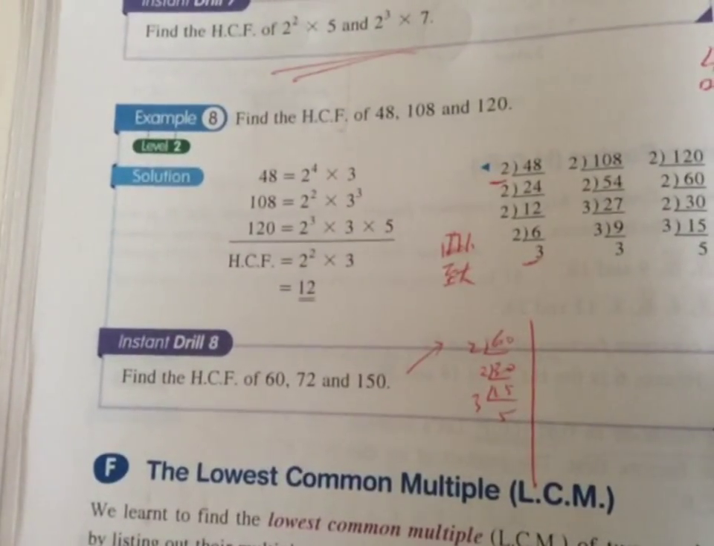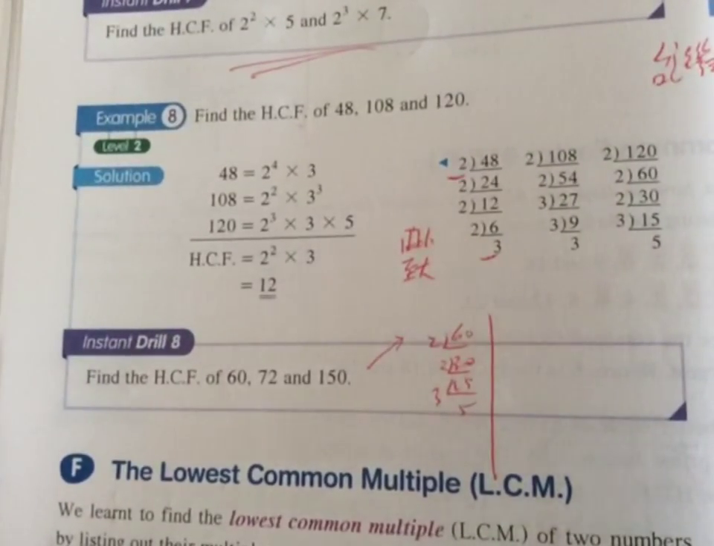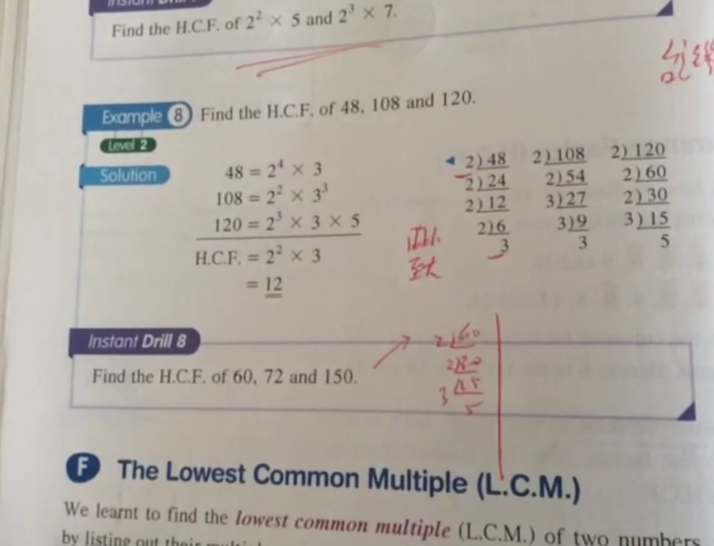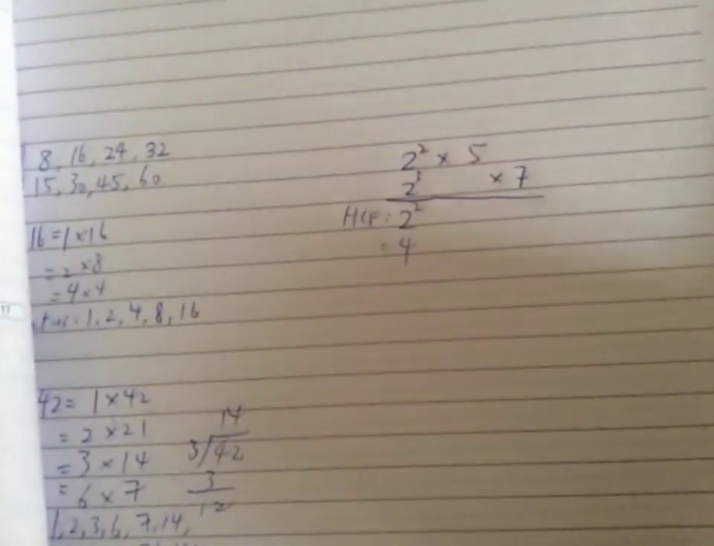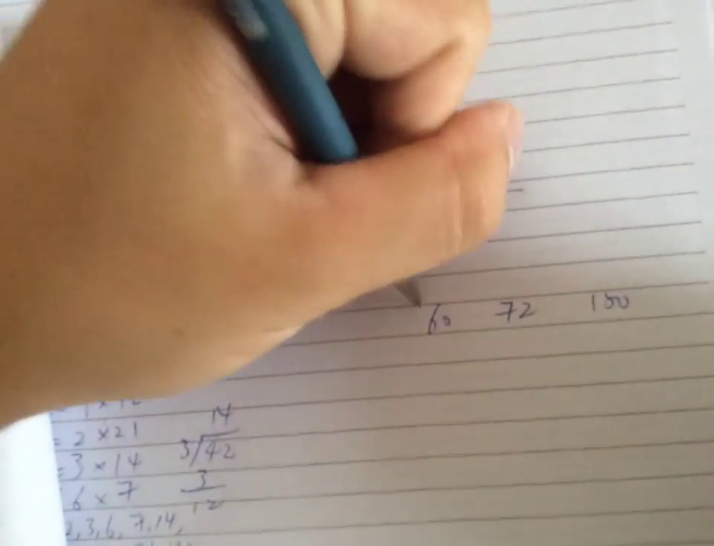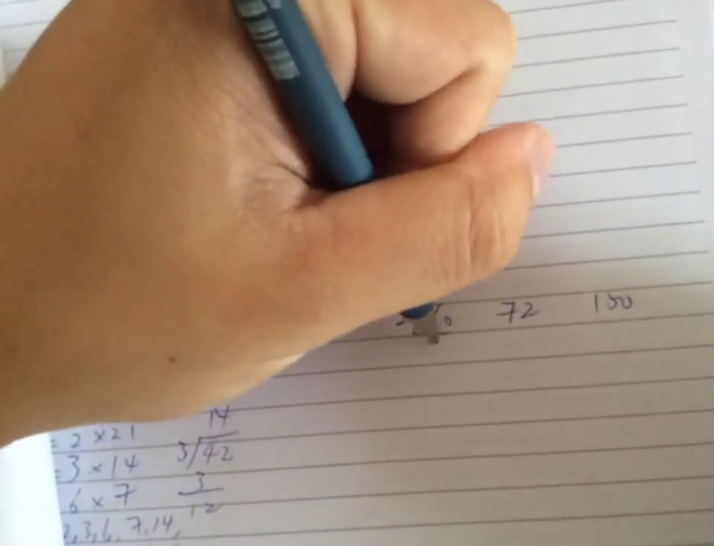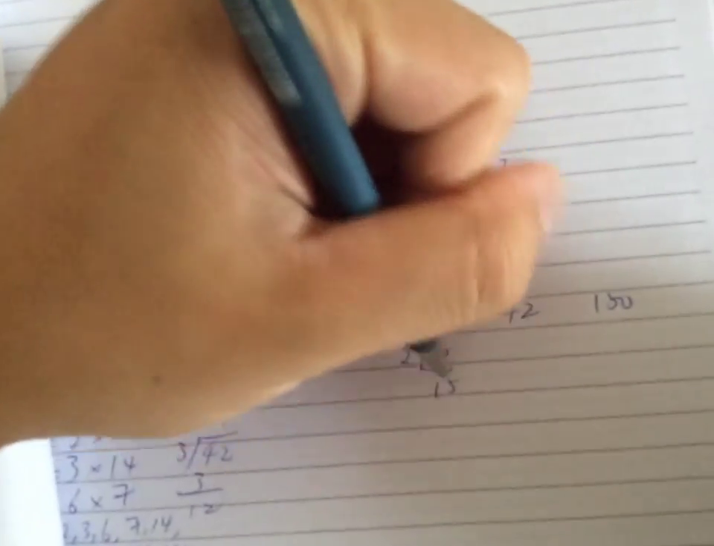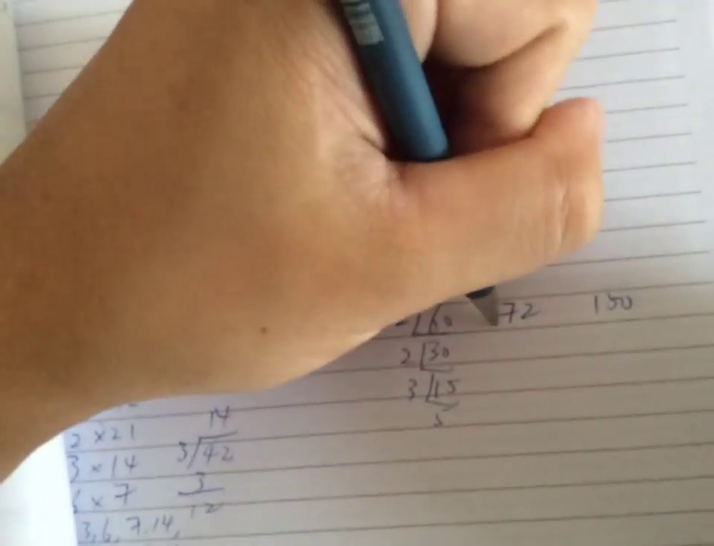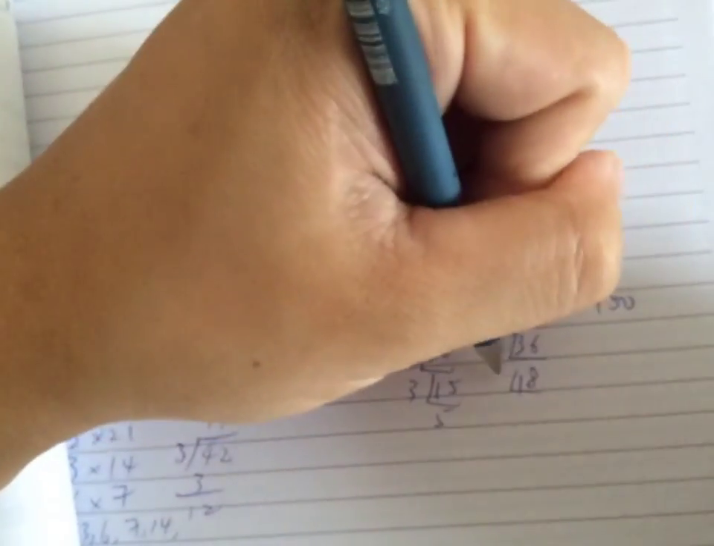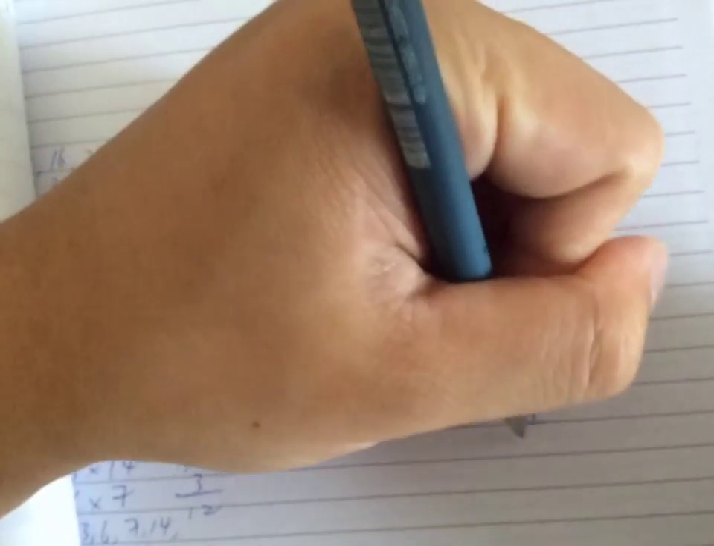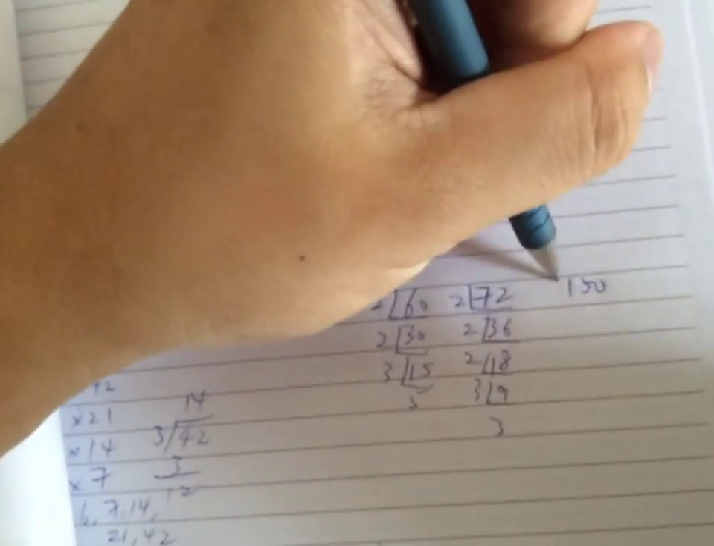So it's the same way for you to find the highest common factor. How about 60, 72, and 150? Let's do it. You may think that this method is very slow. Yes, but I think you should learn this method because this can explain some important concepts in factors and numbers.